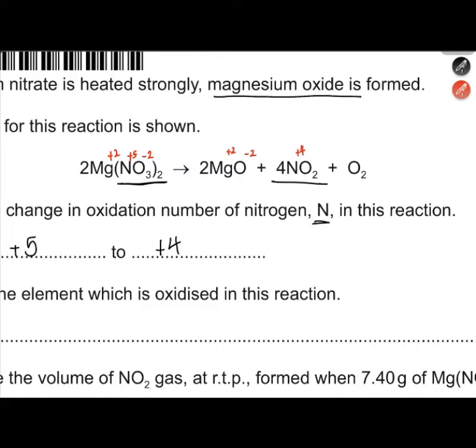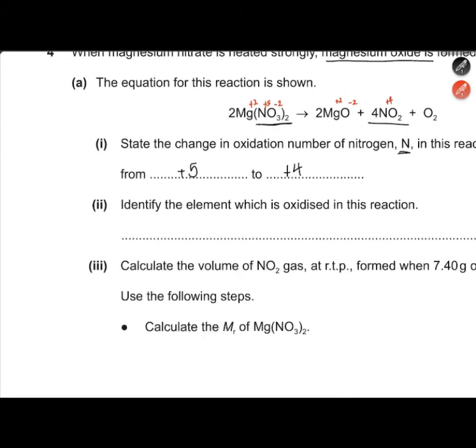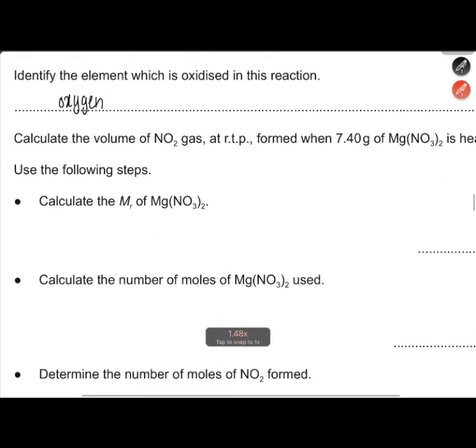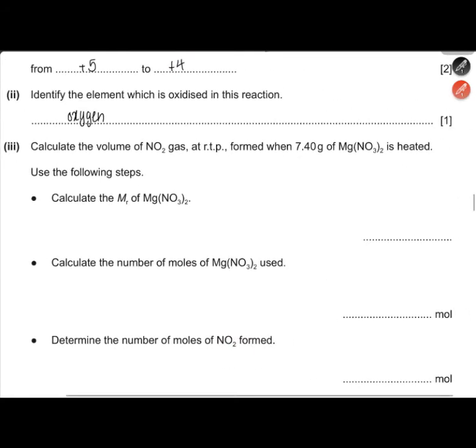Let's look at oxygen. Here oxygen was -2, and here it became 0, because it's a covalent molecule, O and O. This is always 0. When you have a molecule where both atoms are the same, for example O2, the oxidation state is 0. So oxygen is oxidized.